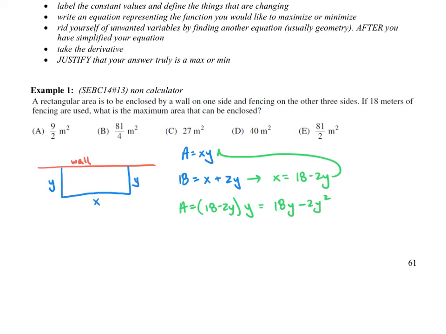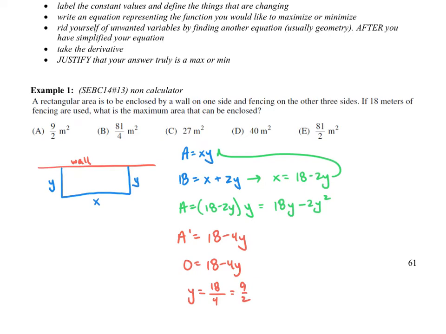Again, we're trying to maximize A by taking the derivative and finding the sign change that occurs for a maximum. We're hoping that we have just one relative max, and therefore it's the absolute max. So we have the derivative, which is 18 minus 4y, and we set this equal to 0 and solve for y. So y is 18 over 4, which is the same as 9 over 2.